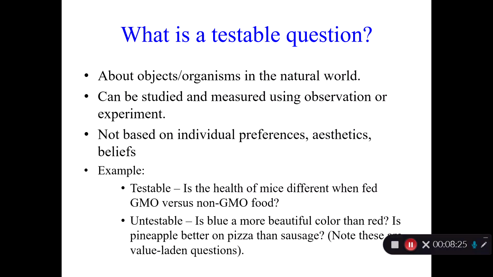So what might be an untestable question? Believe it or not, whether or not pineapple is delicious on pizza or sausage is better on pizza, that's an untestable question. Now, we can quantify certain things. We could quantify how many people prefer pineapple on pizza versus not. But we can't really say that there is a true answer to whether pineapple is better on pizza or not, or whether blue is a more beautiful color than red. So here we get into, again, these ideas of aesthetics, etc., and they're value laden, right? Like I really like pineapple and you may not.